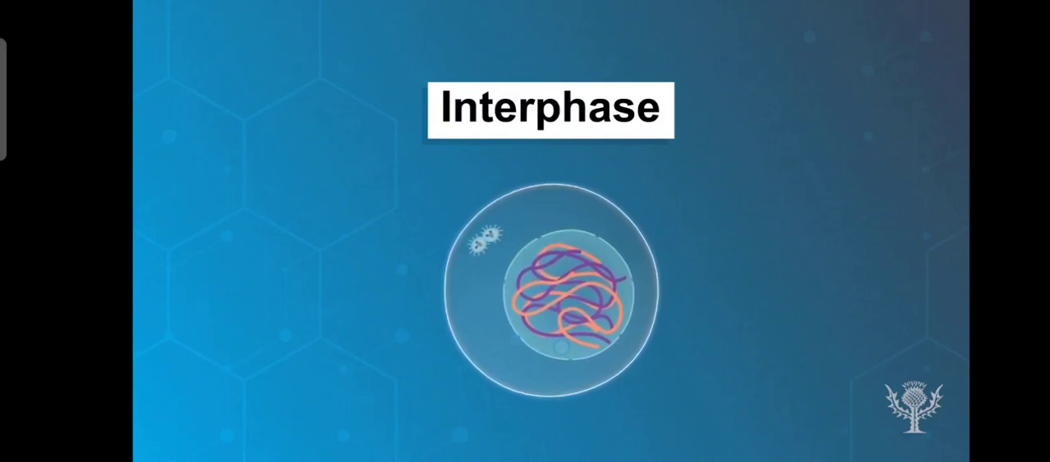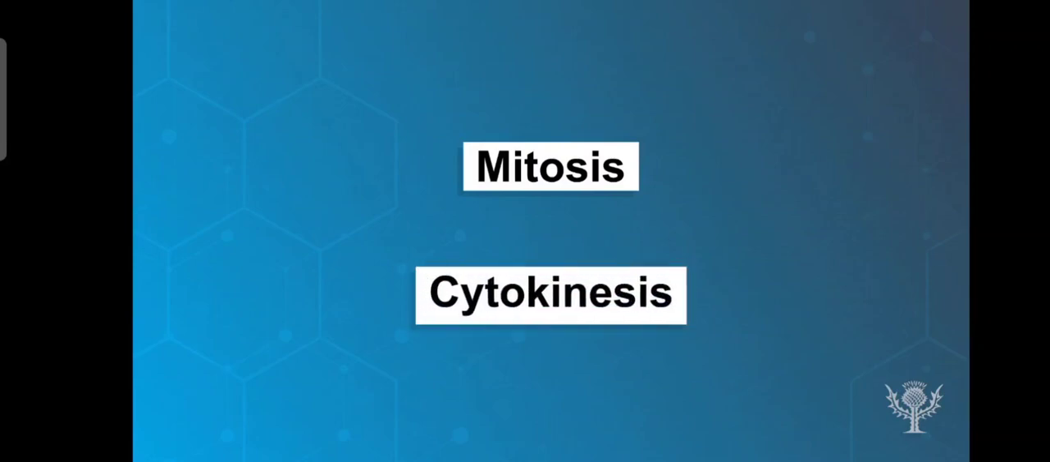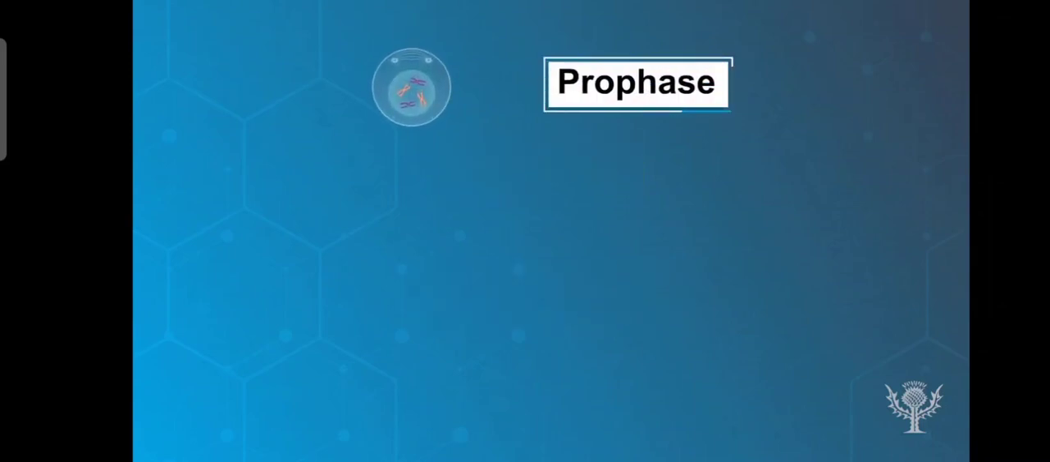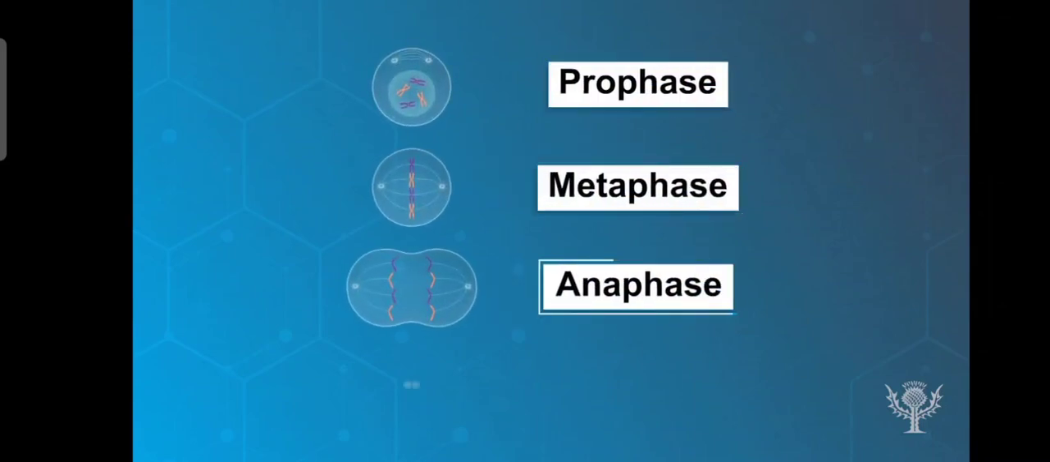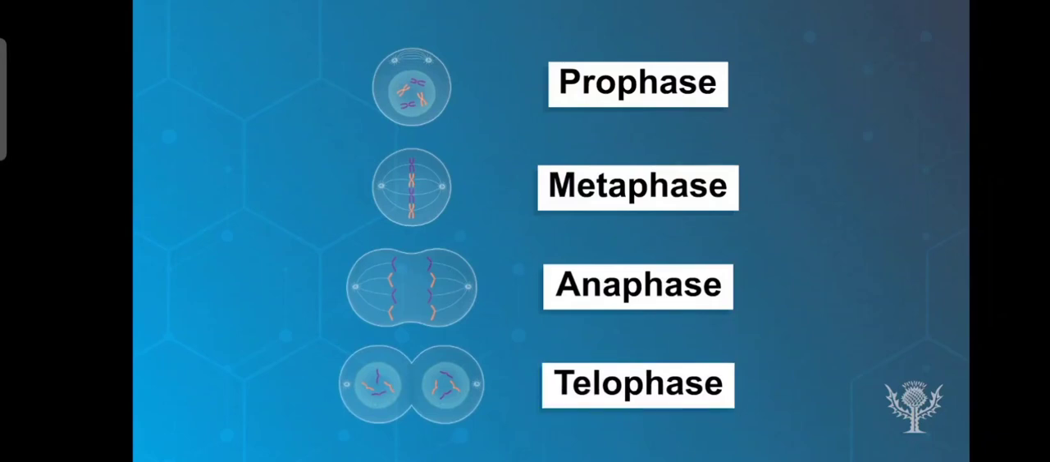matter. Next, the cell will go through mitosis, which includes division of the nucleus and then the division of the cytoplasm, called cytokinesis. Mitosis also has several stages: prophase, metaphase, anaphase, and telophase, which are finally followed by cytokinesis.